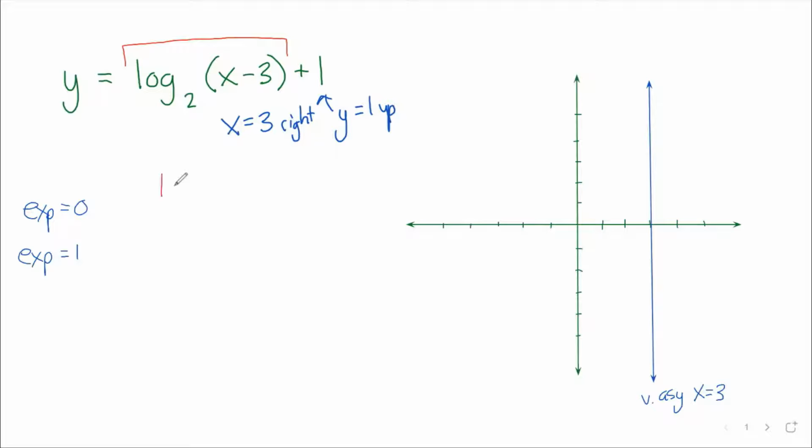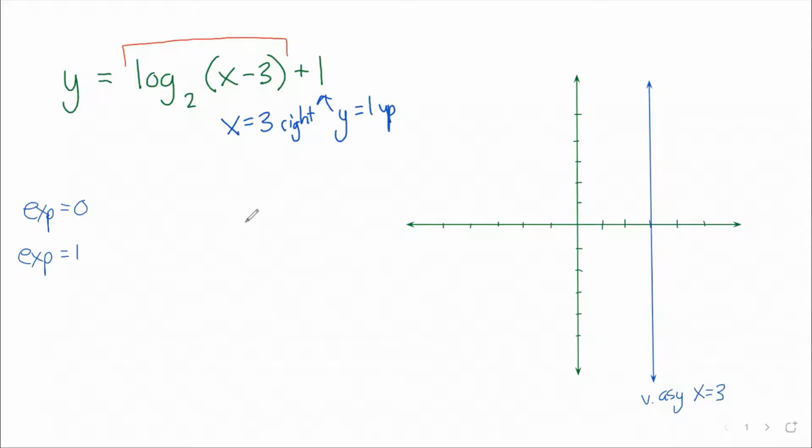And the problem here is if we just put in a random number for x, like x equals 10, then we'd have log base 2 of 10 minus 3, log base 2 of 7. We can't say 2 to the something equals 7. It just doesn't work. We could do it with a calculator, but it would be messy. So we need numbers that actually work.